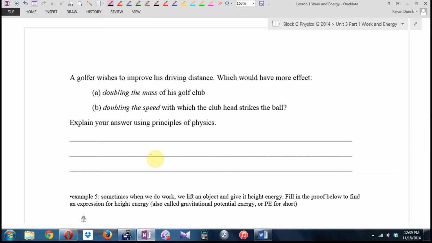A golfer wishes to improve his driving distance. What would have more effect? Doubling the mass of the golf club or doubling the speed with which the golf club strikes the ball? Convince me. So you're saying this because, what was your argument, Mark?